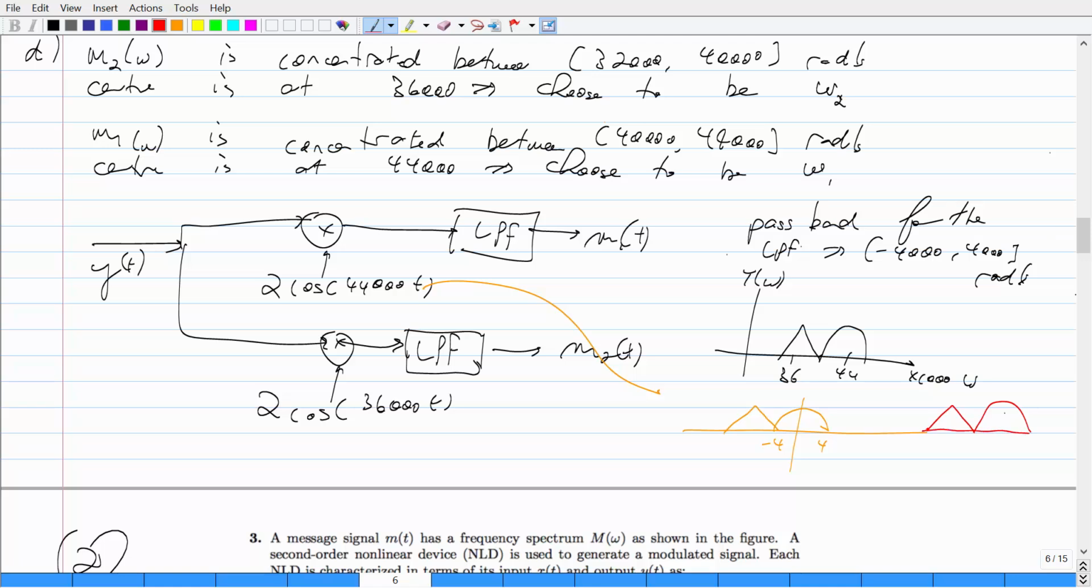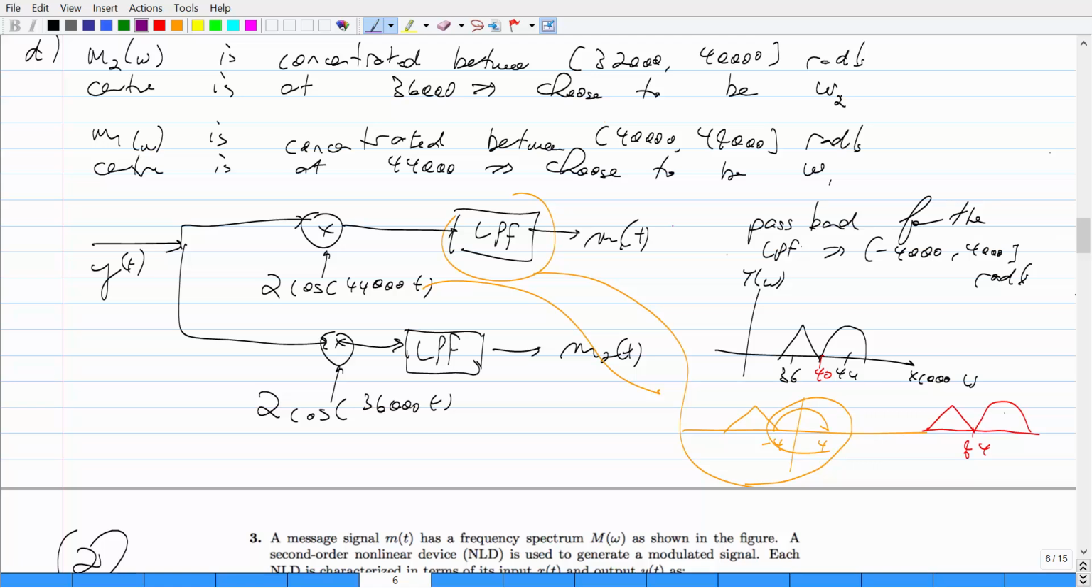Okay, like that. And then this is at 44. Sorry, this is 40. So 40 plus 44 would be 84,000. And then once you apply the low-pass filter, you get this here as the final output. And then you can do the same thing for this guy over here.